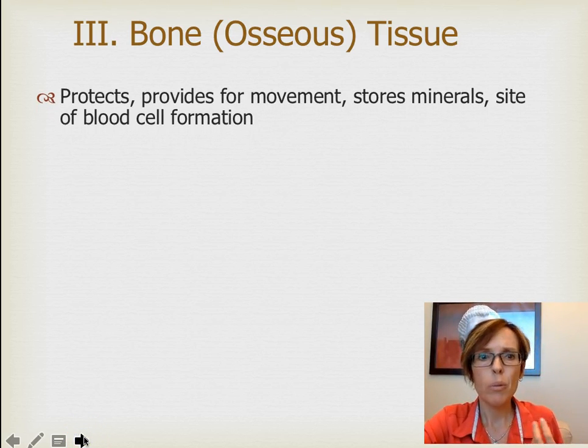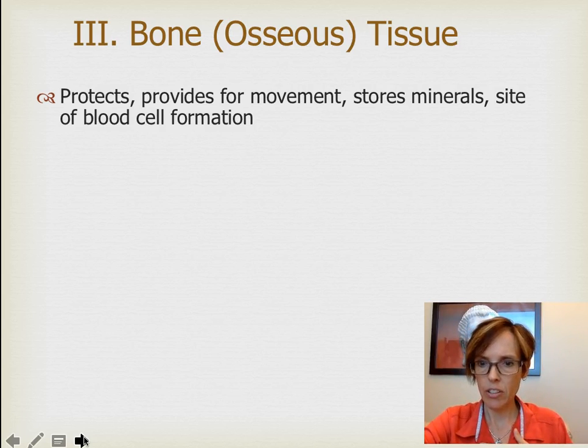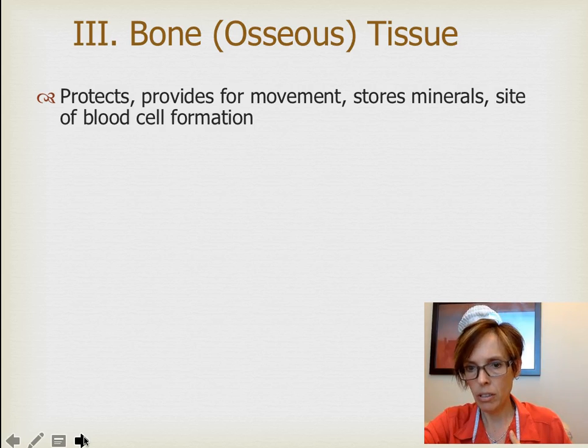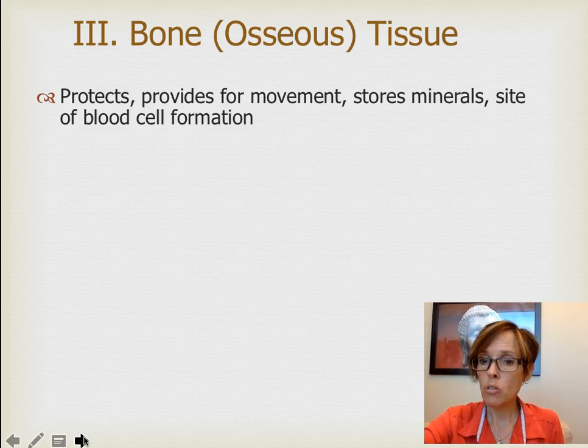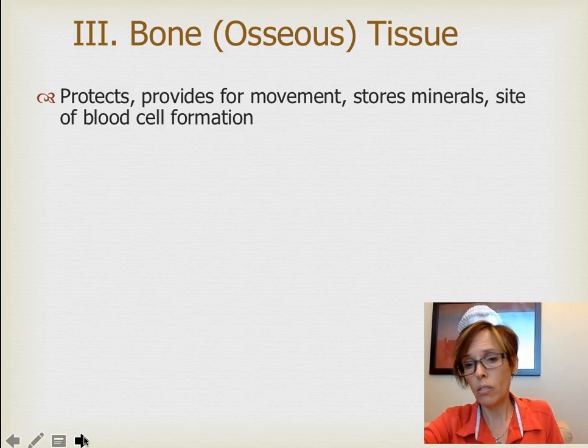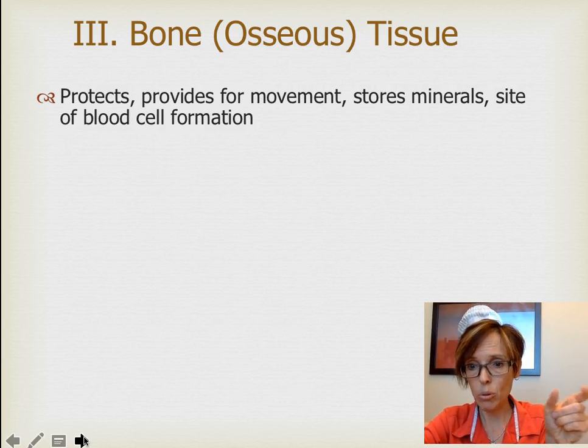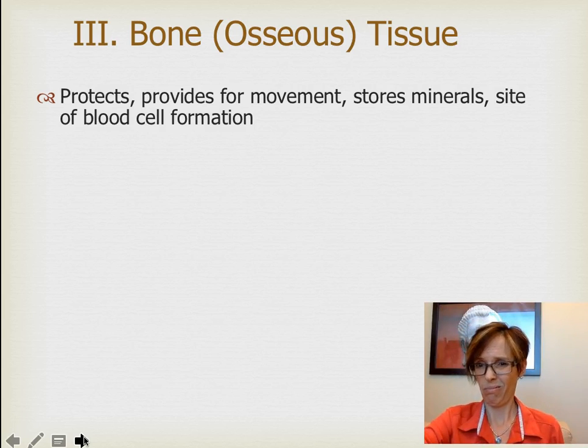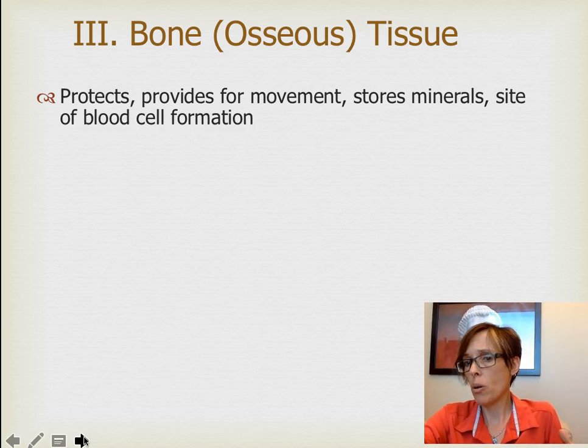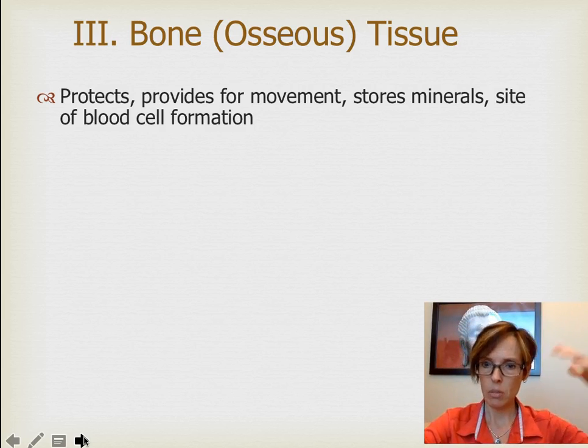So I think we all know bone protects things, right? We have bones covering our chest, right underneath the skin, that help protect our heart, our lungs, our brain. Bone also provides movement. If we didn't have bones, all of our muscles would just make us move like worms. So thankfully, muscles can pull on our bones, and we have these nice big movements that we're so familiar with.